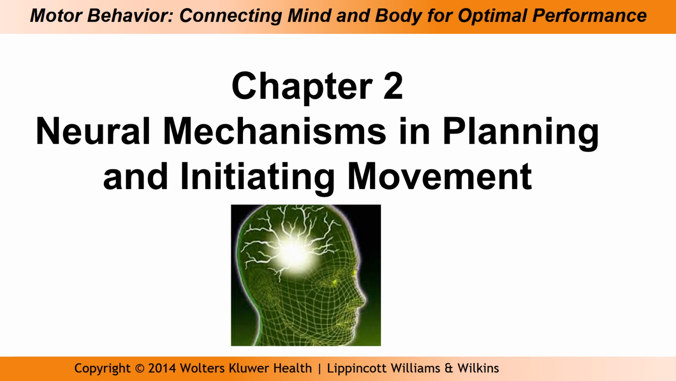Welcome back. This is the second part of the Chapter 2 online learning module, Neural Mechanisms in Planning and Initiating Movement. We know that nearly every system in the body is designed to support movement, but none more than the nervous and the muscular system. And as we have discovered, there are four main components that are responsible for translating the electrical signals of the brain and the chemical signals of the brain to skeletal movement via muscular activity. The four main components of that learning activity include the brain's planning, initiating, executing, and monitoring abilities.